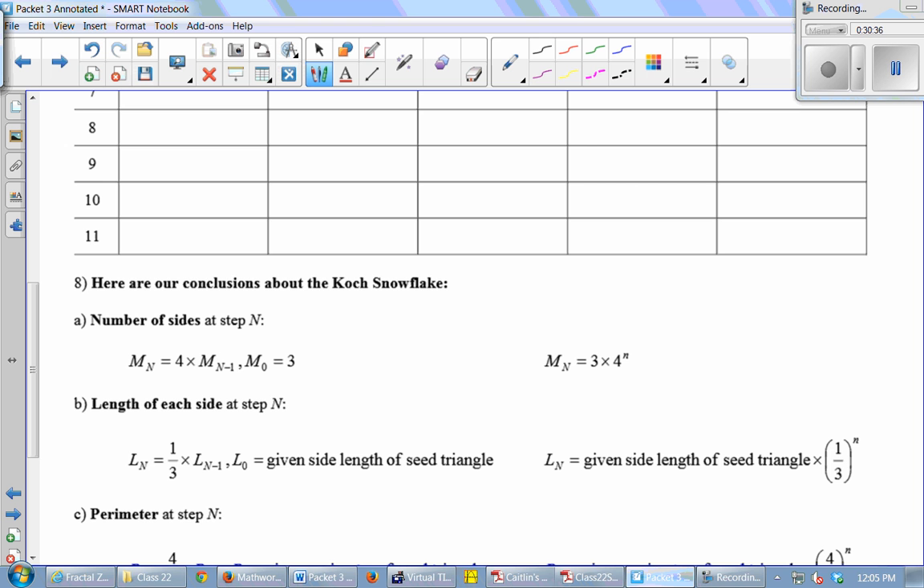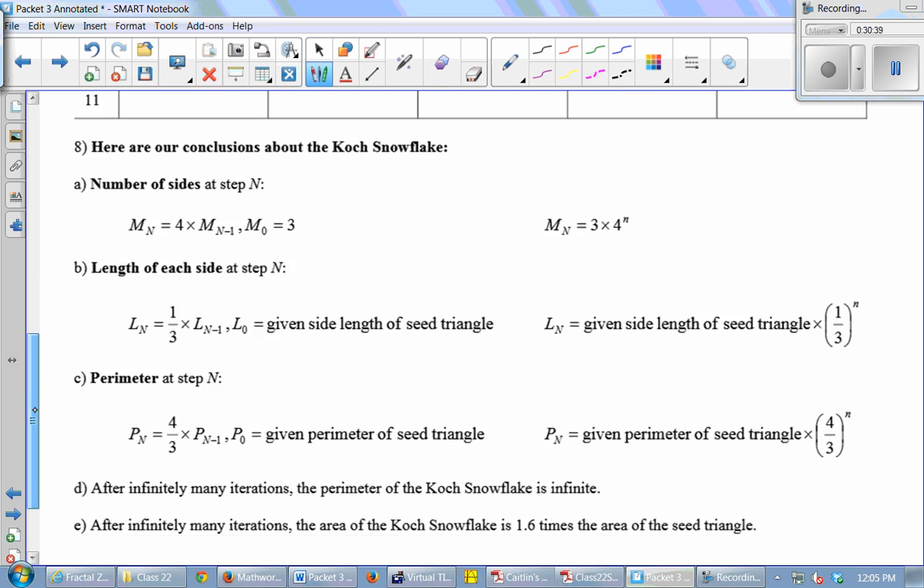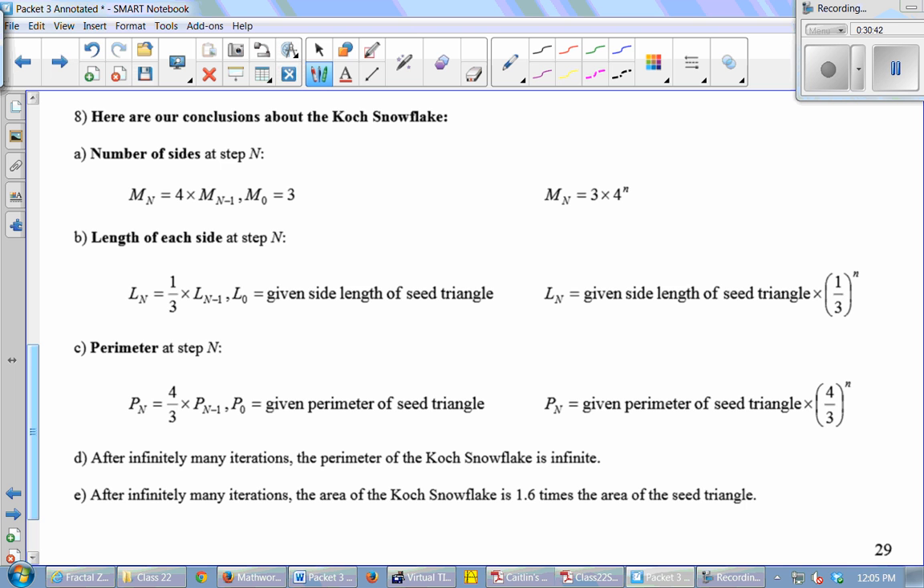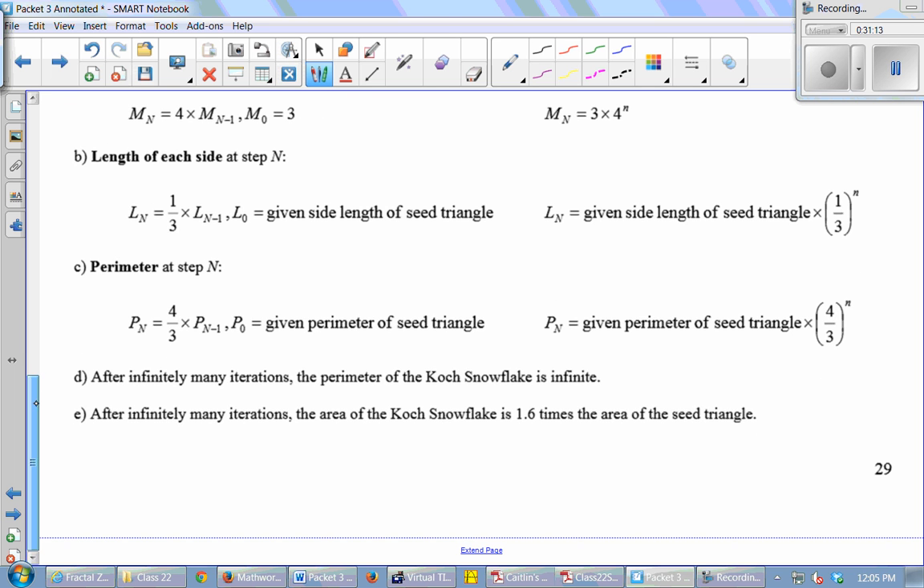All right, so here are some conclusions about the Koch Snowflake. These are all formulas that we wrote together. I just wanted to have them all in one place for you to reference. The number of sides at step n is 4 times the previous number of sides, or 3 times 4 to the n. The length of each side at step n is 1/3 of the previous length, or the given side length of the seed triangle times 1/3 to the n. And then we've got formulas for perimeter that we developed.